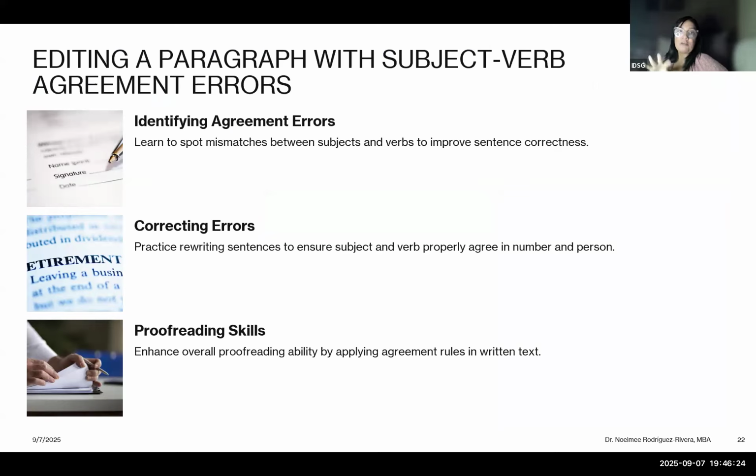All these activities will be worked on a hypothetical time for a full week. This is not just for one day, it's for a full week. Well, now we are going to edit the paragraph with subject-verb agreement errors. What I want you to do here is that you all, as participants, independently, will identify and correct errors in a sample paragraph, enhancing your proofreading skills and understanding of agreement rules in context.